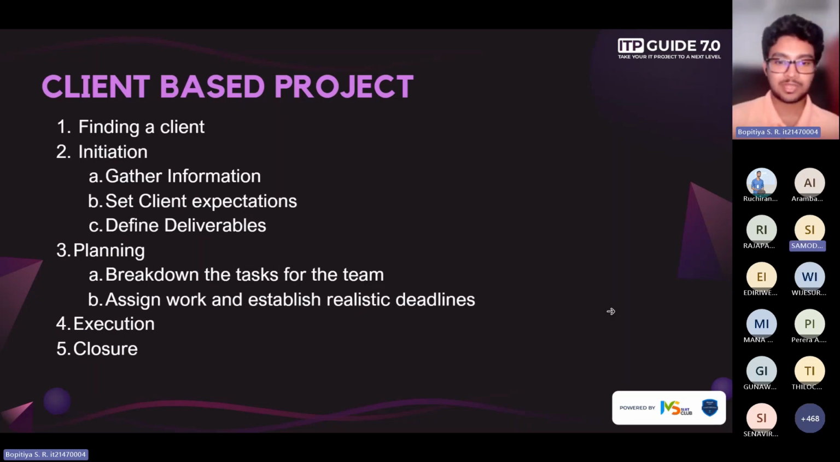So before you sign some sort of agreement, I would suggest you have a word with your supervisor first, and then go ahead with it, because that's totally fine. The next step will be the initiation of the project.